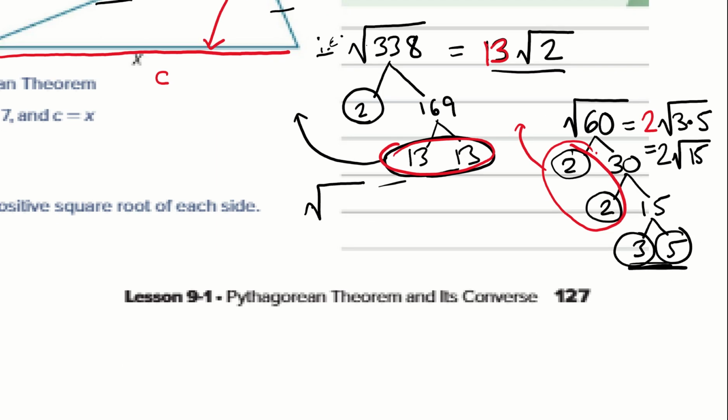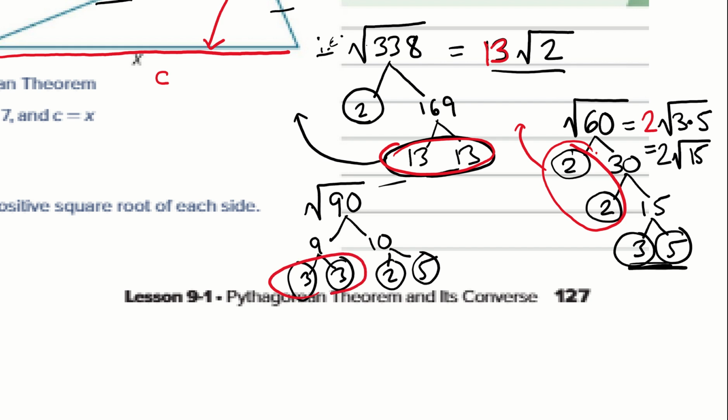So let's do square root of 90. And so let's break that up into, we know that 9 times 10 works, right, is 90. We know that 9 is 3 times 3. And we know that 10 is 2 times 5. And there's no more, you can't go any further. So now you're looking for pairs. You got a pair of 3's, so that gets kicked out. And the 2 and the 5, that's going to stay on the inside.